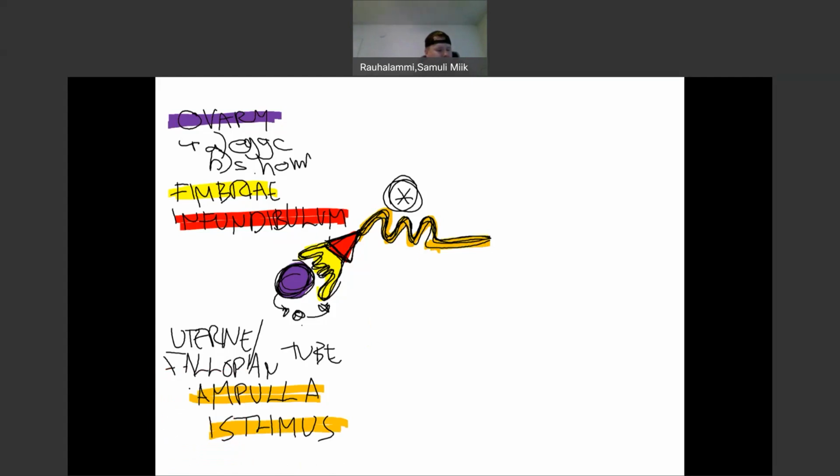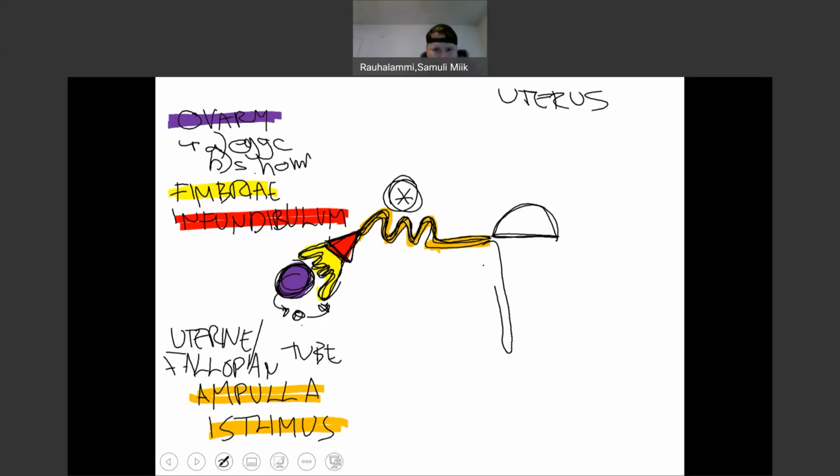And finally, I think we should talk about the uterus. So let's have a look at the different parts of the uterus. The first part of the uterus that we're going to look at is going to be the roof of the uterus, if you wish to call it that. So the very top part, and that's going to be called our fundus.